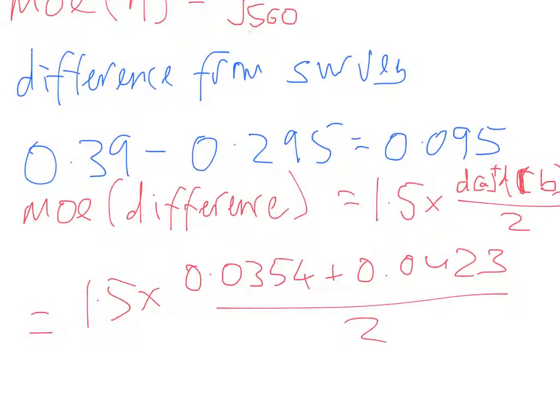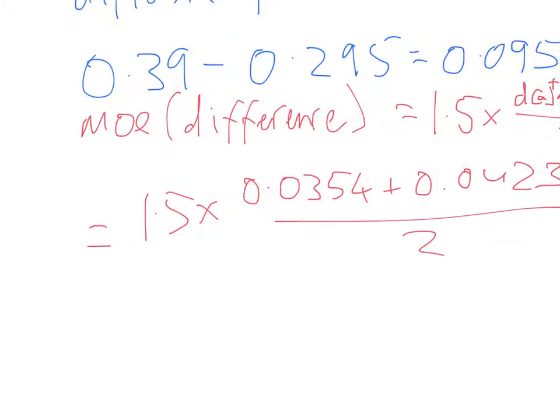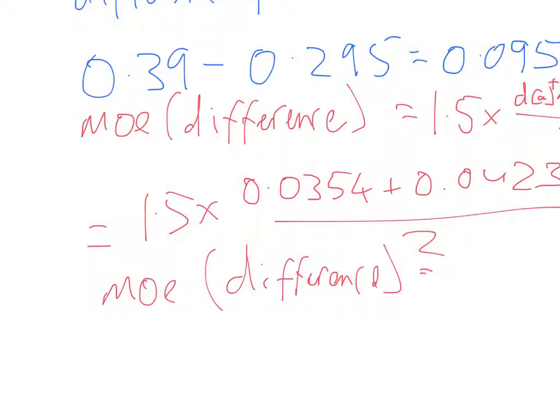So, putting this in, 0.0354 plus 0.0423, divided by 2. The margin of error of the difference is 0.0583.